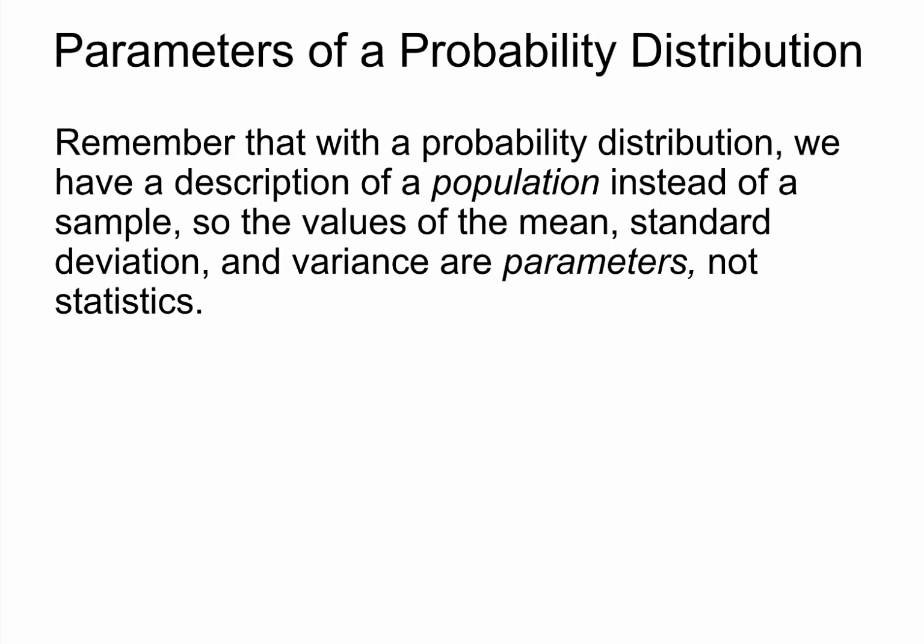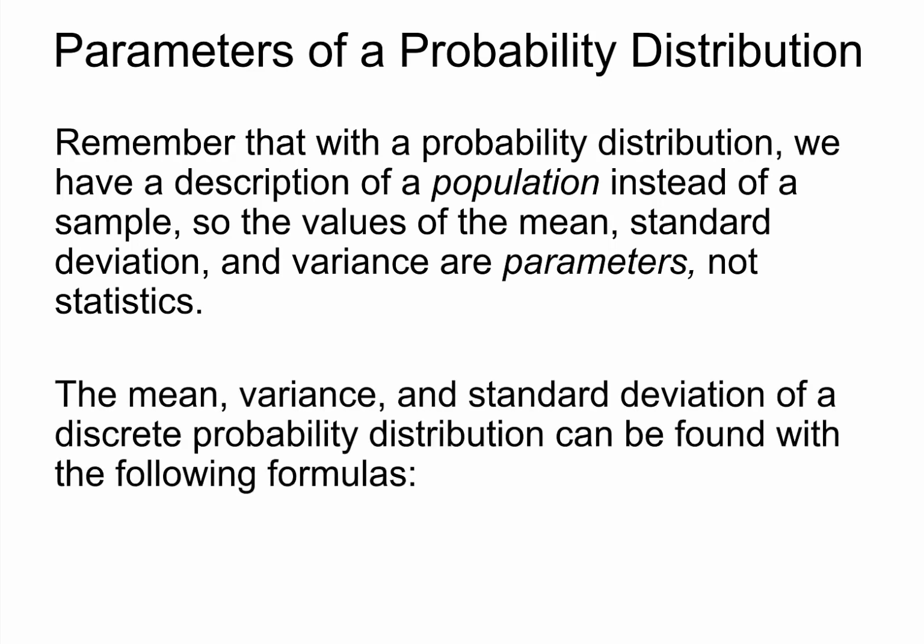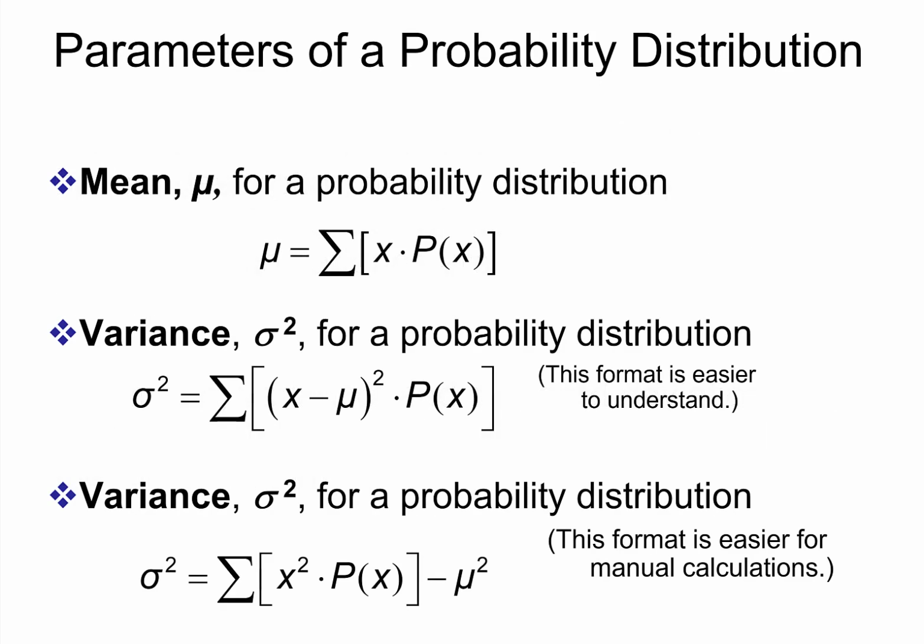Remember that with a probability distribution, we have a description of a population instead of a sample, so the values of the mean, standard deviation, and variance are parameters, not statistics. And these can be found with the following formulas. Mu is equal to, and shown here, the summation of each value of the random variable times how likely it is, and we add up all those quantities. The variance formula is given here, and there's a second variance formula here. We're going to use StatCrunch to do these calculations.